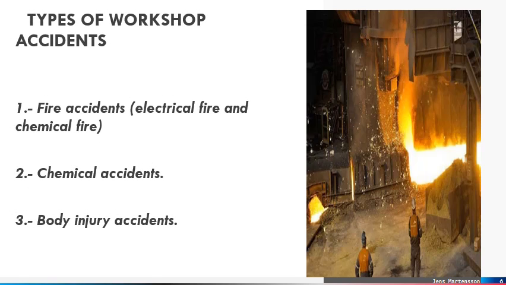Types of workshop accident. The different types of accident that occur in the workshop. 1 is fire accident. Under fire accident, it can be caused by fire and it can be caused by chemicals in the workshop. 2, chemical accident. That's chemicals splashing on people or on properties that can cause accident. 3, body injury accident.